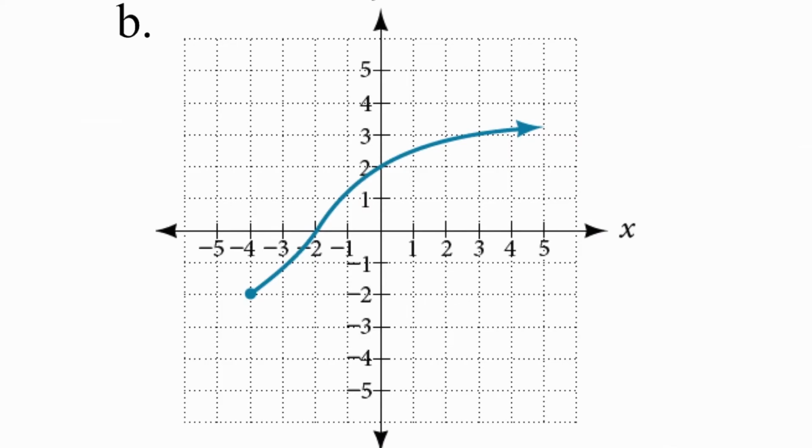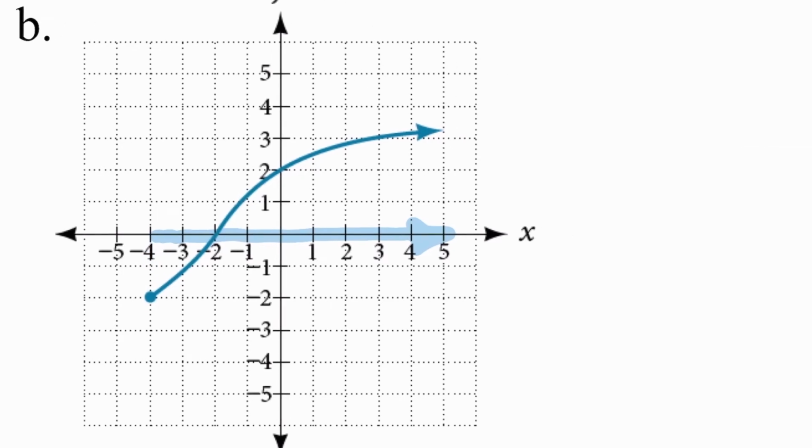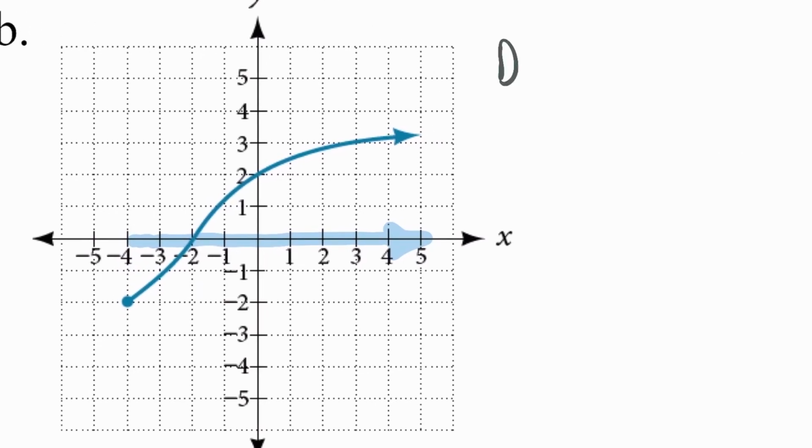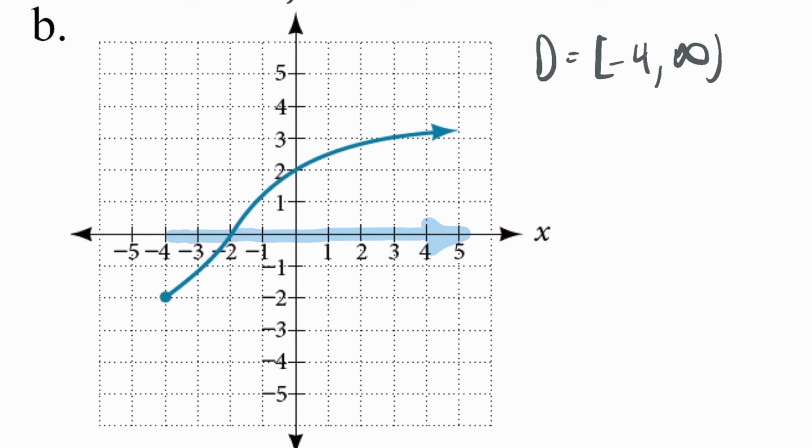So if I look for the domain, what's covered horizontally? Well, -4 up to, I guess this arrow means we continue to the right. So -4 inclusive because of this dot, up to infinity, essentially. So the domain will be -4 up to infinity. Now, how about the range? I'm looking at the vertical axis. We're starting at -2 and we're going up. And where do we stop?